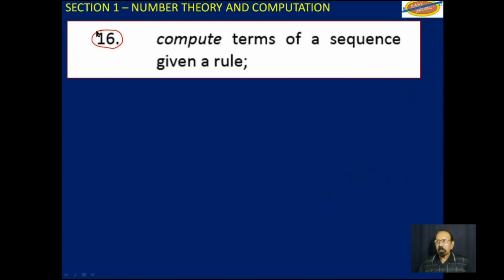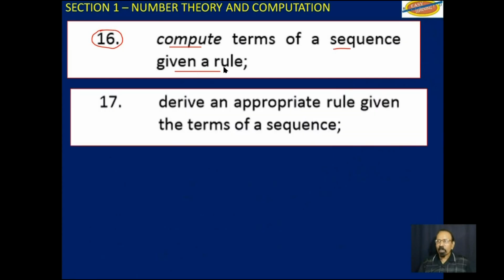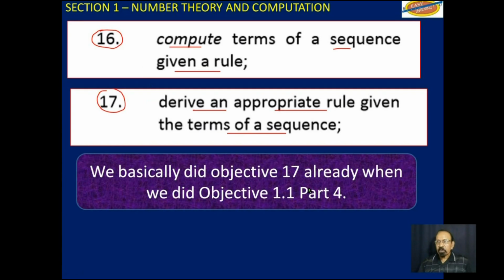So objective 16, compute terms of a sequence given a rule. And then objective 17 says that you are to derive an appropriate rule given the terms of a sequence. So 17 would be much more difficult than 16. But we did some of that already in a previous video, as a matter of fact, the 4th video in this series. So basically, we did objective 17 already when we did video 4 from objective 1 in this same section 1.